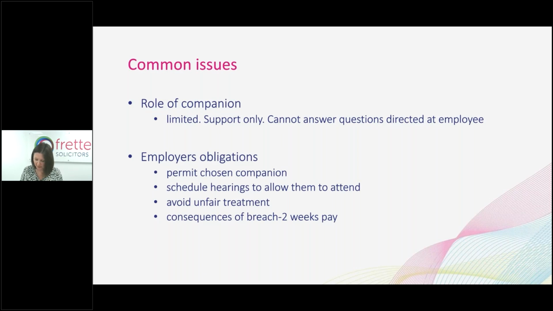Failure to comply with these obligations may lead to legal repercussions, including a claim at the employment tribunal. If the employer unreasonably refuses to allow an employee to be accompanied, an employee may bring a claim in the tribunal, as I said. If successful, the tribunal may award compensation of up to 2 weeks' pay. Furthermore, failure to allow accompaniment could be seen as part of an unfair dismissal claim and as part of the reasonableness.